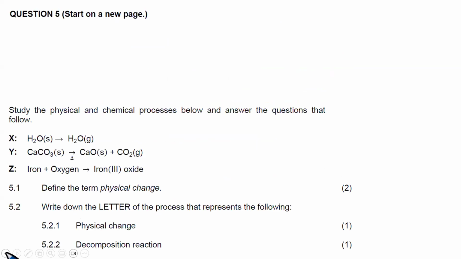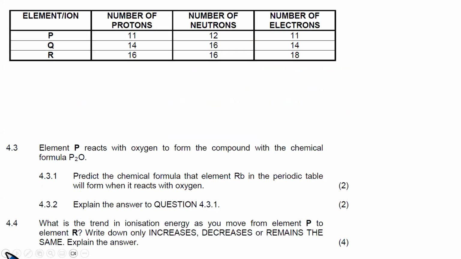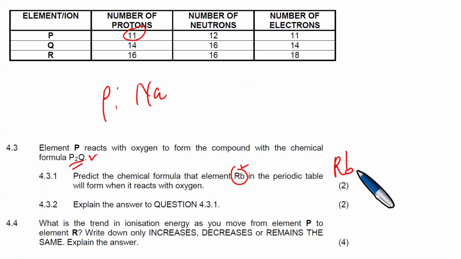So let us check this one. This one is therefore going to form Rb2O. It's going to form Rb2O because rubidium and sodium are in the same group of the periodic table, and therefore they share pretty much the same chemical properties. So the answer here is Rb2O.